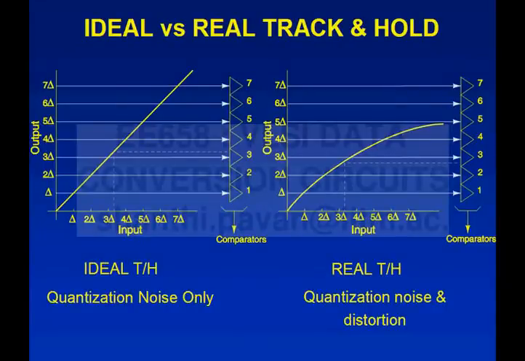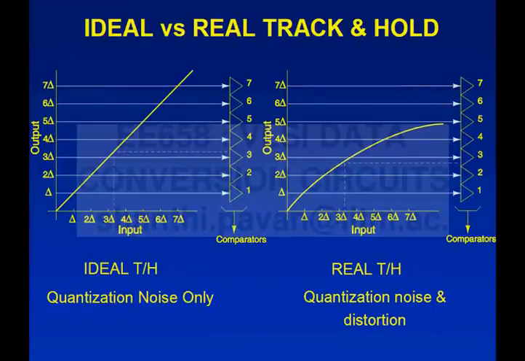But that is okay, that's what we bargained for. When we are designing an A to D converter, you know that you have to accept quantization noise. So you have only quantization noise when you have an ideal track and hold. Now, when you have a real track and hold, I have drawn this grossly exaggerated curve.